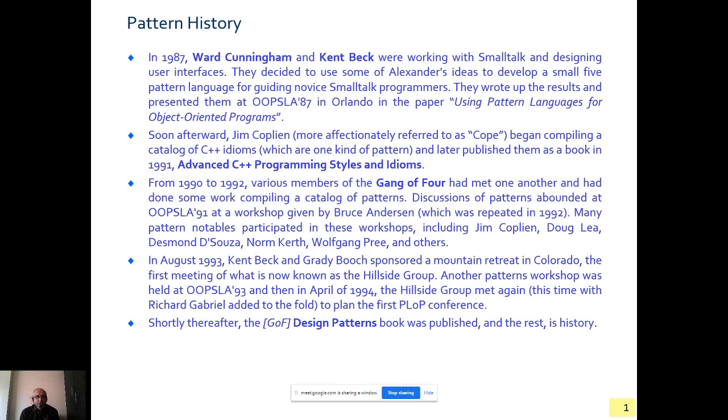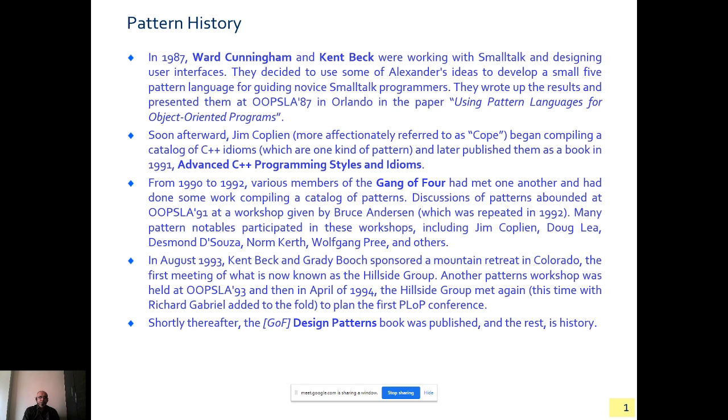In 1987, Ward Cunningham and Kent Beck started working with Smalltalk. Now, there was a conference held in 87, called the Uppsala Conference, and they wrote up the paper using pattern languages for object-oriented programs. Now, the thing was that at that time, object-oriented programming and techniques were not that mature.